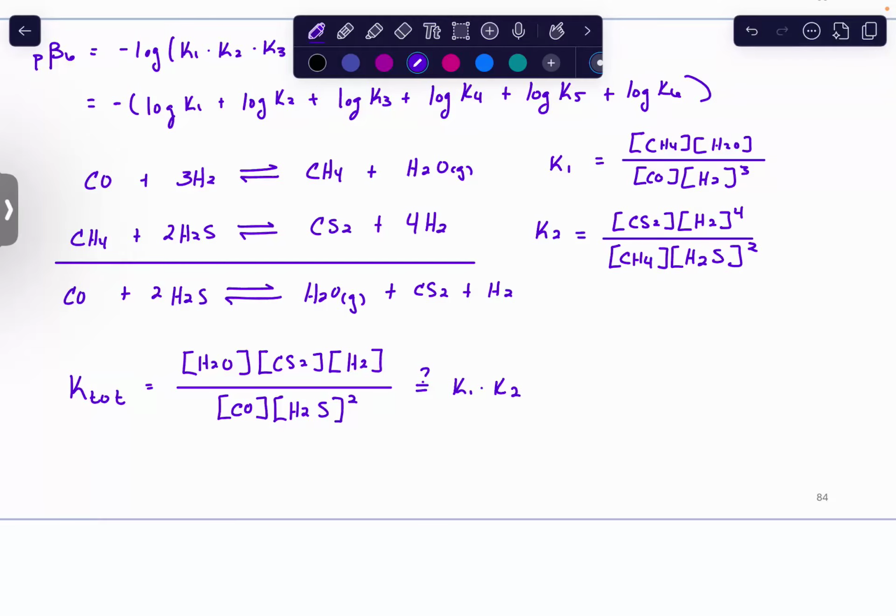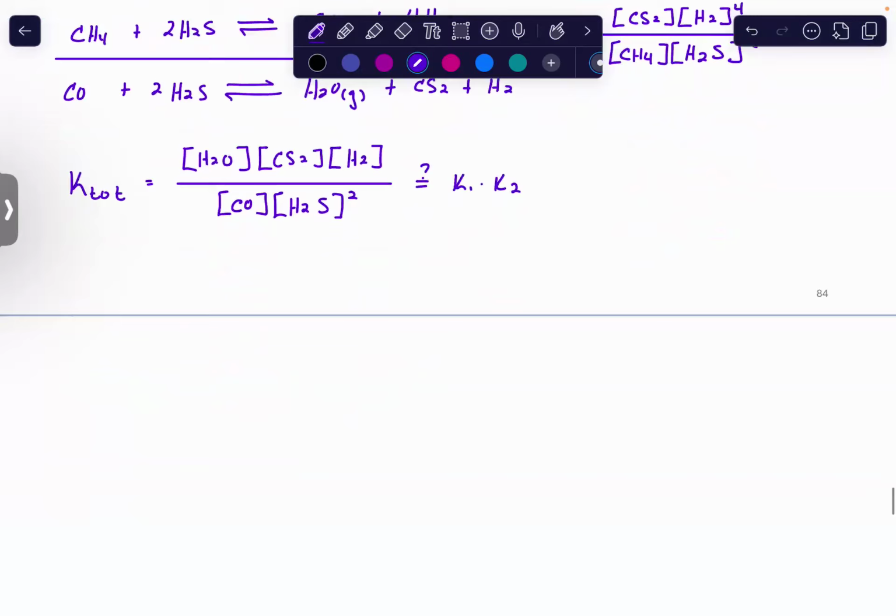Now we're going to multiply these two equilibrium constants. Okay.